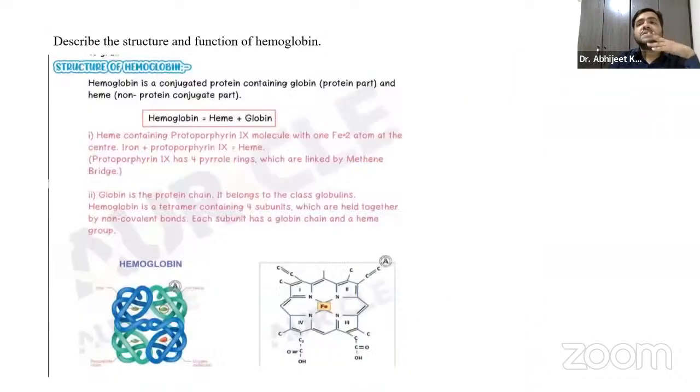Now, guys, the next question in today's mock paper is the structure and function of the hemoglobin. So firstly, the structure of the hemoglobin: you already know it contains the globin part, that is the protein part, and a non-protein part, that is heme, so heme plus globin, right? Heme contains a protoporphyrin IX molecule with one iron atom in the center. So iron plus protoporphyrin IX is heme.